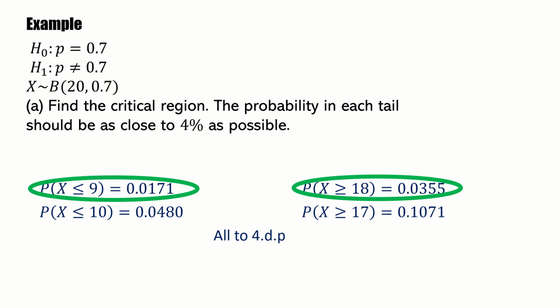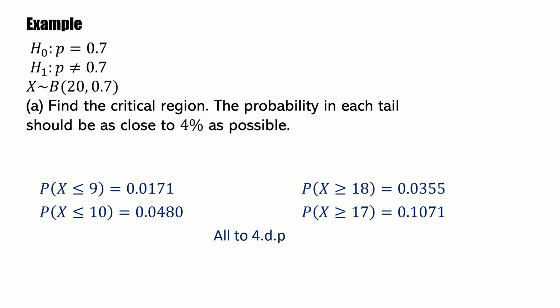And then on the upper tail, x is greater or equal to 18, because that's the last one that's still below 4%, because greater or equal to 17 is 10%. That was what we did before, but that's not going to be the case anymore. This time we're going to be looking at both of these probabilities for each tail and deciding which of the 2 probabilities is closer to 4%.